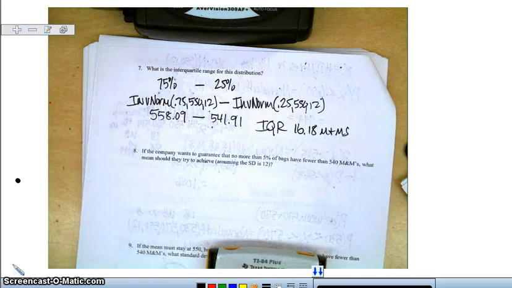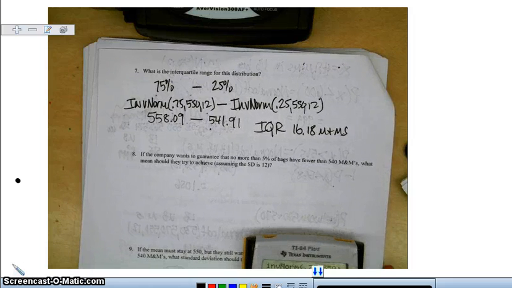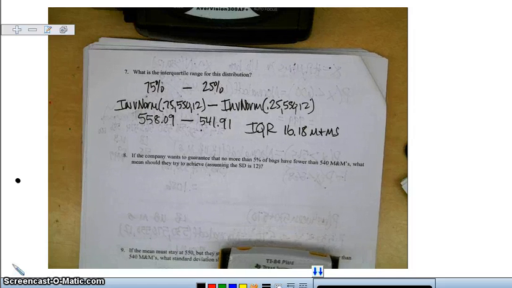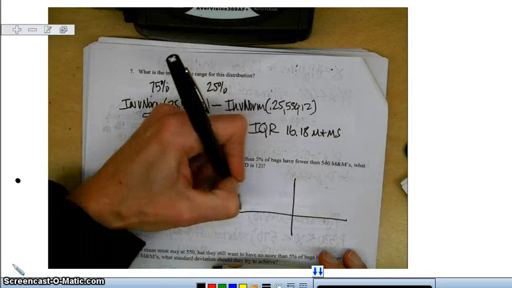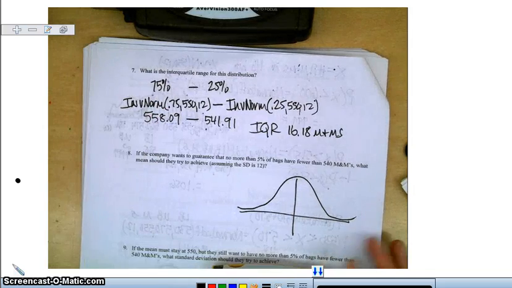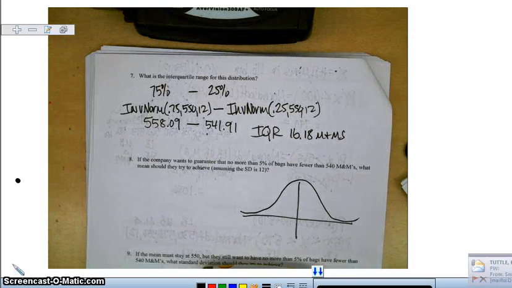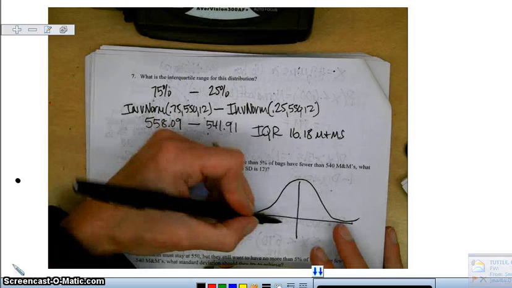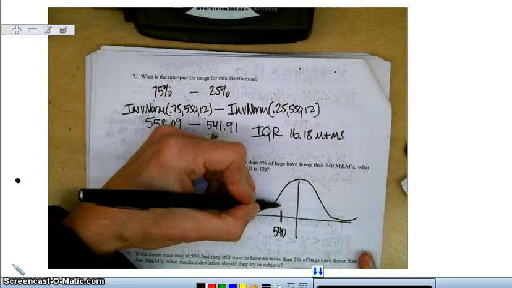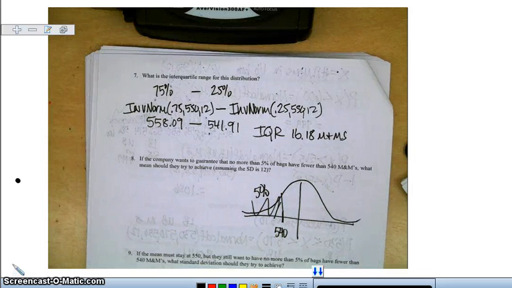All right. The company wants to guarantee that no more than 5% of bags have fewer than 540 M&Ms. What mean should they try to achieve, assuming the standard deviation is 12? All right, so this time we've got our scenario. We basically want to change things a little bit. So we want to guarantee that no more than 5% of bags have fewer than 540 M&Ms. So wherever 540 is on here, what we want below it is 5%.